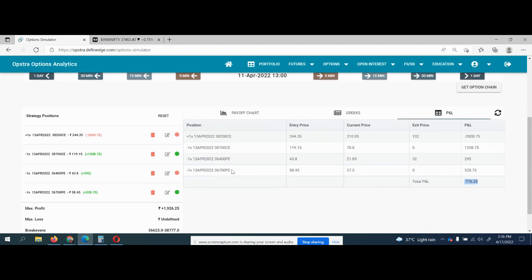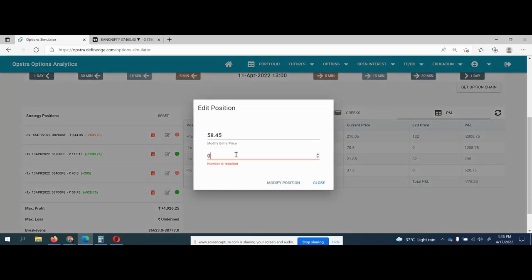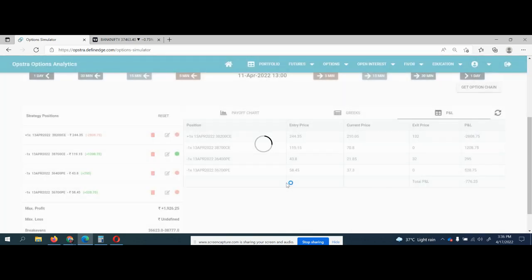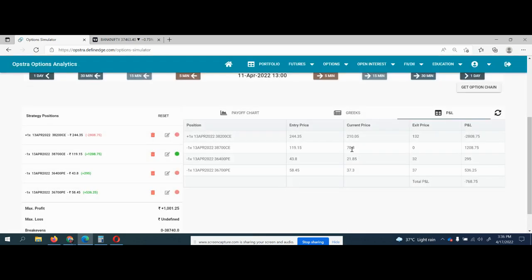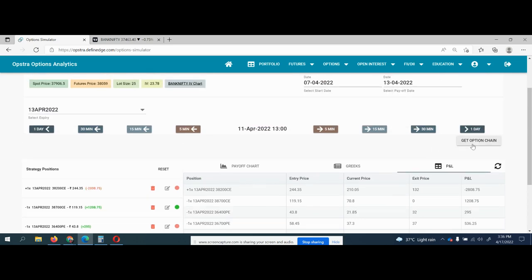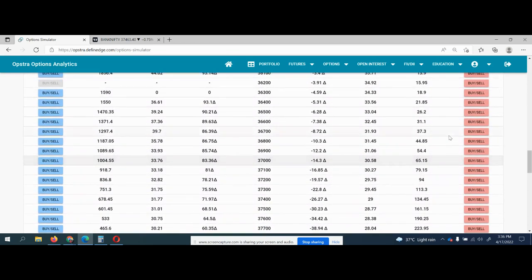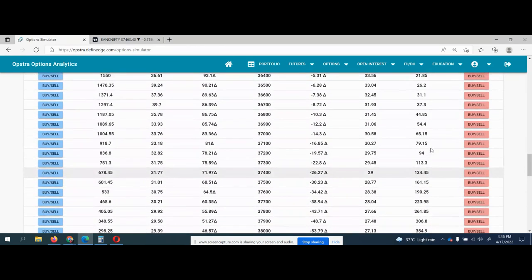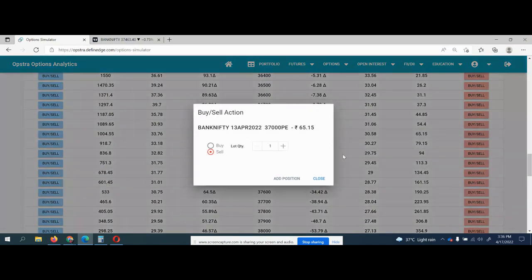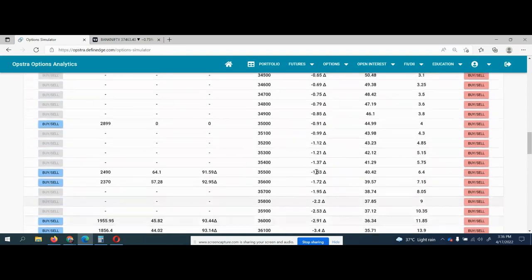Now I'll square up this PE for 37 rupees. Okay, 37 rupees. And now we have to sell a PE worth close to 70 premium, not more than 70, but maybe 80 to 90% of the premium. So we squared up this put. I'll sell a put close to 70 rupees. Okay, 70 65. So we can just go for 65. I'll sell this put.